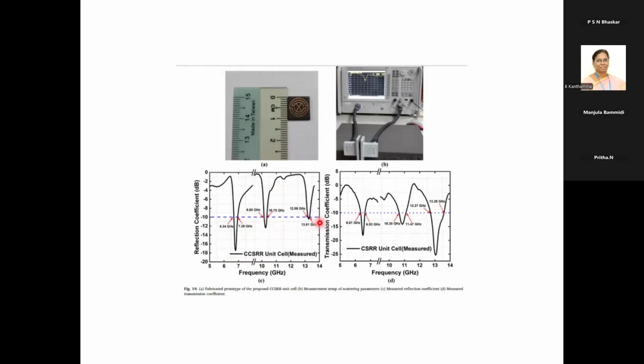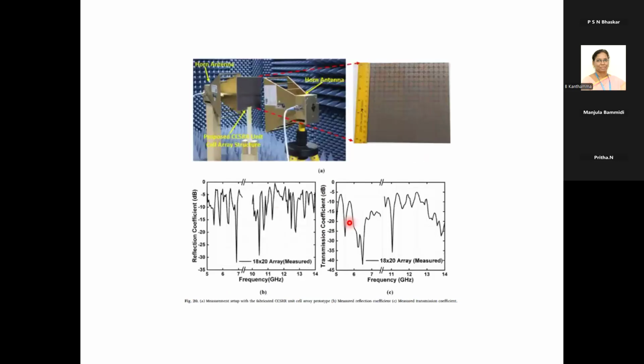You can see the fabricated model and the measurement using a VNA, where you have two waveguides and the metamaterial is placed in between. As the bottom side has metal, everything would get reflected. You have placed that unit cell, so the reflection does not take place at these three frequencies, which indicates that there is absorption. This is the unit cell measurement done using the VNA.